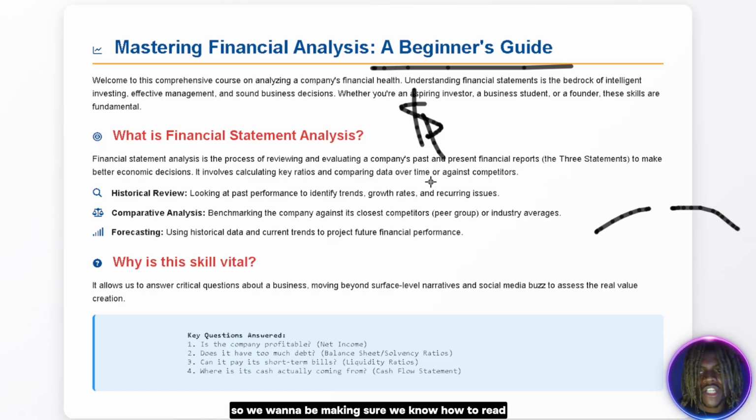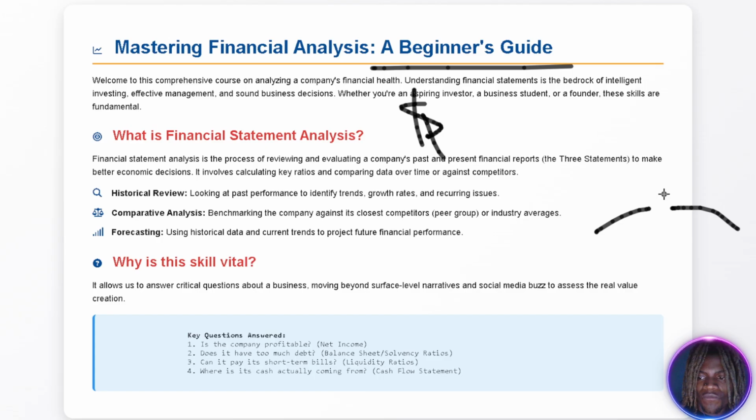So we want to make sure we know how to read how much a company is making. Does it have a lot of debt? And are we going to be able to profit off the company, because it's a profitable company, which is going to affect the future? And is it a company that's hiring people and continually making profit? Okay, because that's going to let us know that the share price has an incentive to increase. So it's going to be a comprehensive course on analyzing a company's financial health.